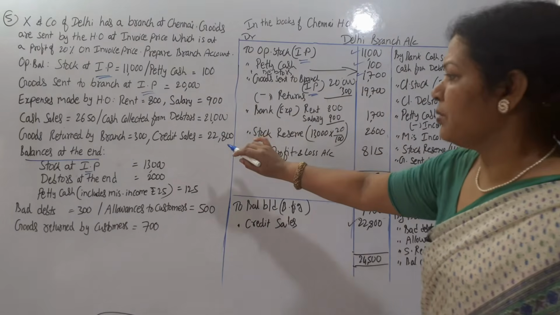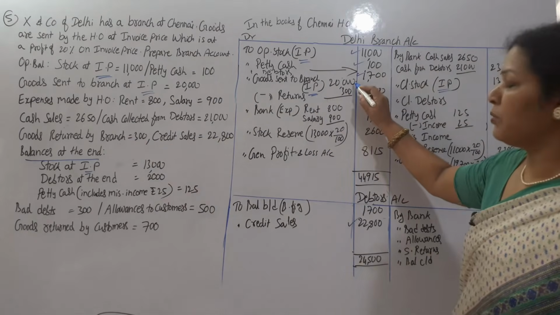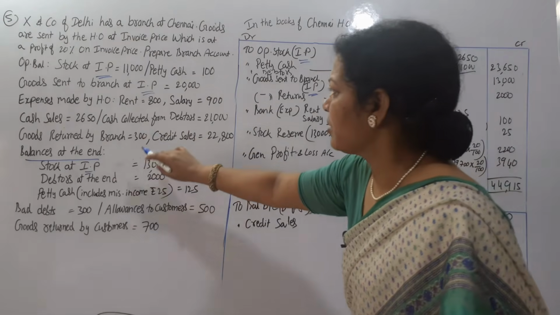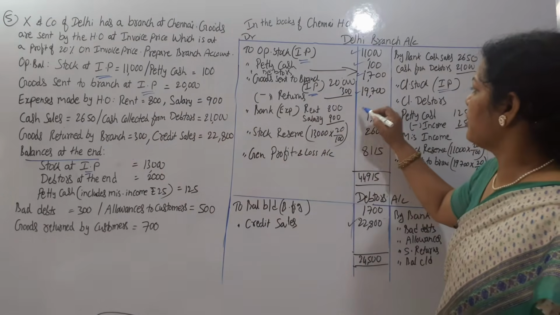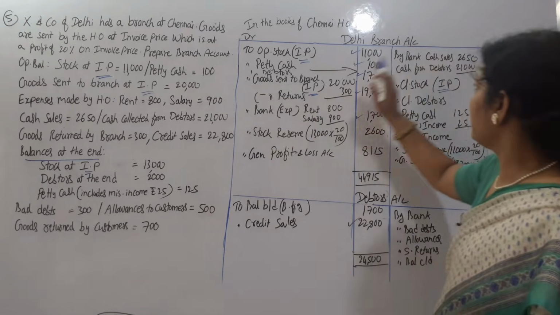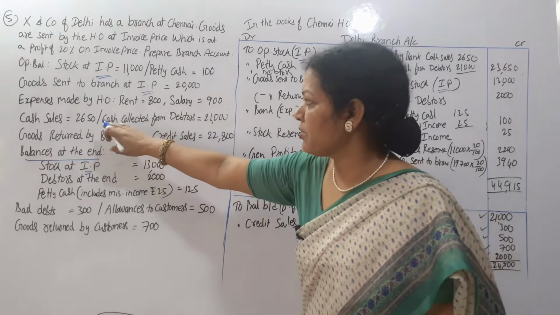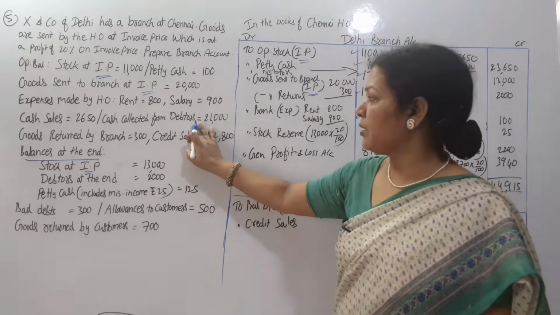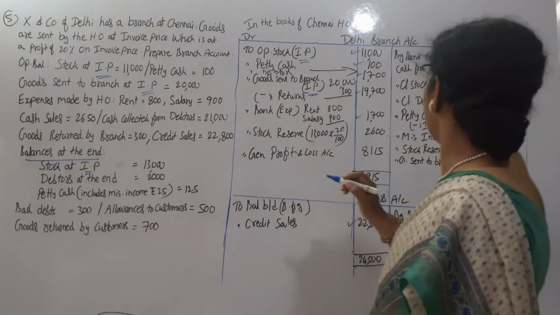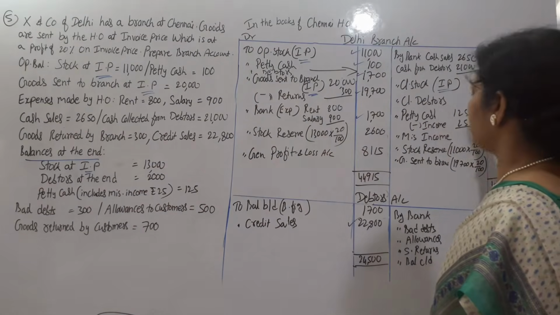There are the returns. Where are the returns? Goods returned by the branch, 300. So together 20,000 minus 300, it is here. And where are the expenses? Rent and salary together, 800 plus 900, 1,700. And on the credit side we have written credit cash sales 2,650 and cash collected from the debtors 21,000. Together it is 23,650. And closing stock 13,000 we have written.